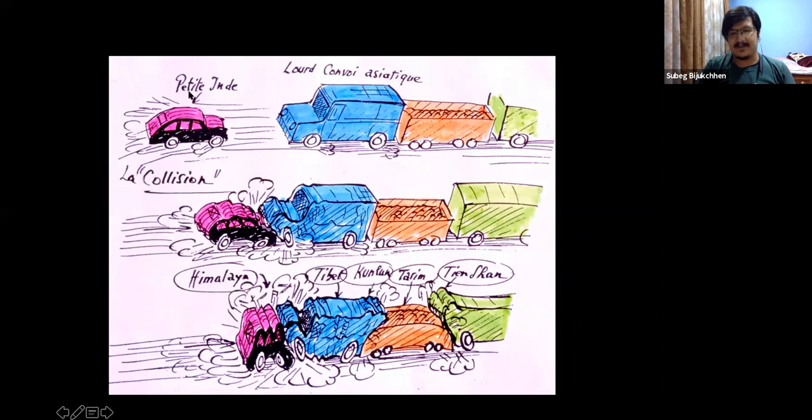I don't know how many of you have seen Mr. Bean. He has a small car, right? If you remember that. Okay, that's a small car. Petite means small. Petite Inde, and then Large Convoy Asiatique, that means the large convoy of Asia. And when they collide, la collision, it gets folded, and it gets fractured. So many things happen there.